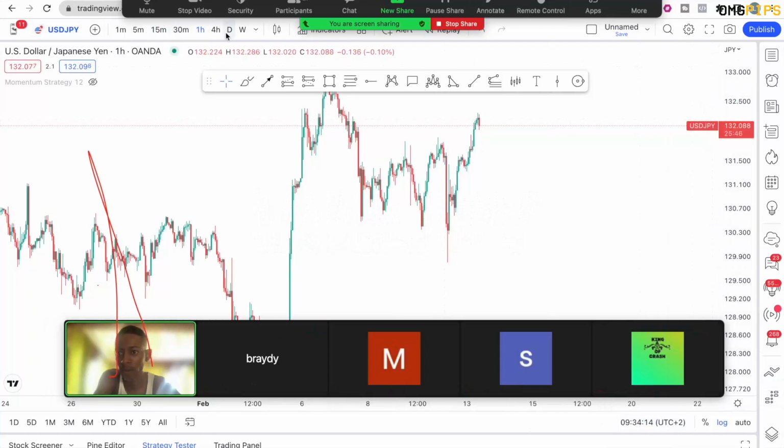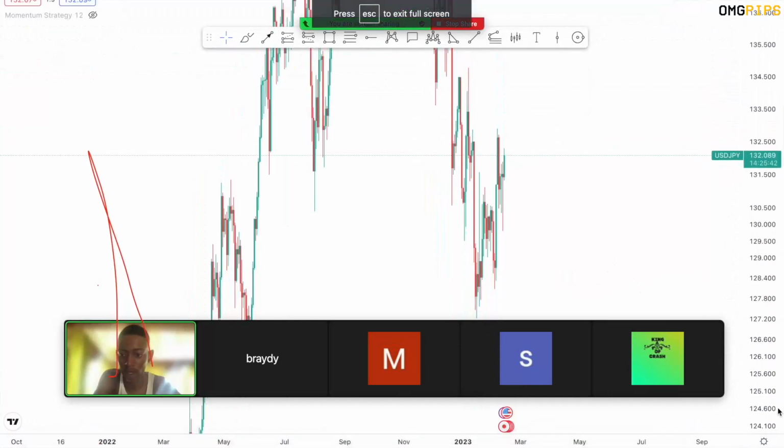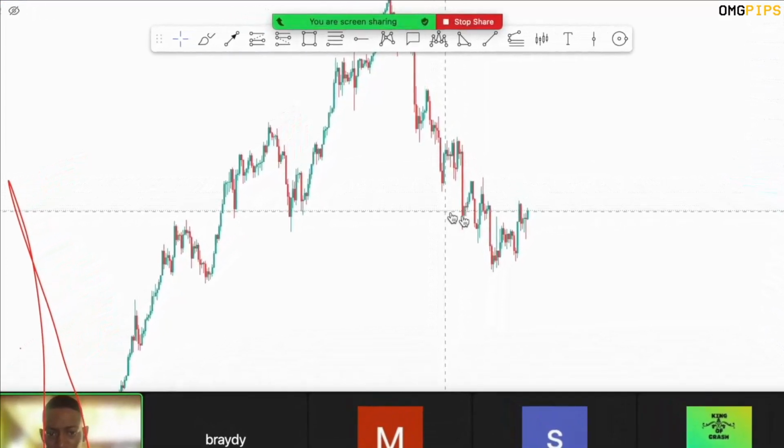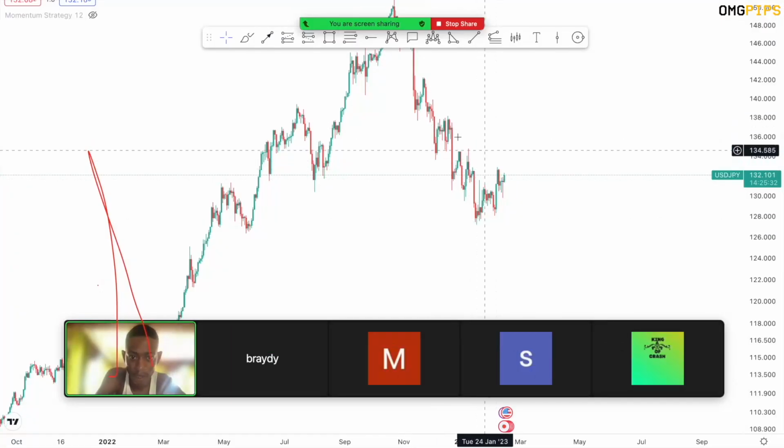USD JPY. Let me just come back down here on the daily. It's been a while since I looked at you, so obviously I need to start you from fresh. Okay, but this is clean, truly speaking. Looking at this, I'm seeing a beautiful buy already. But yeah, I'll just show you guys what I mean.